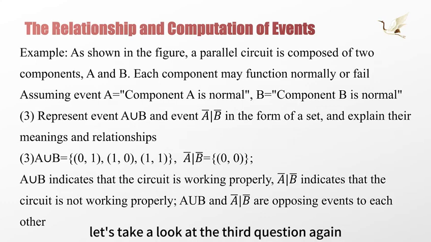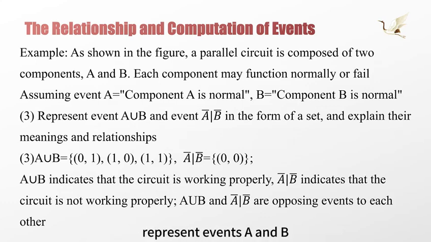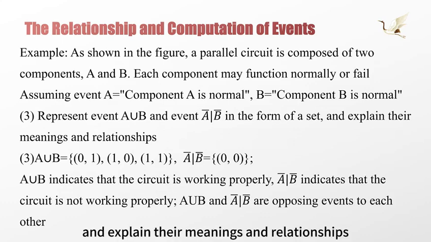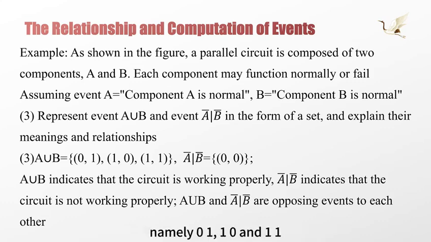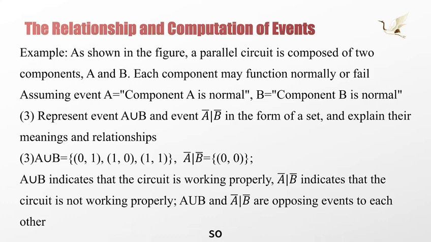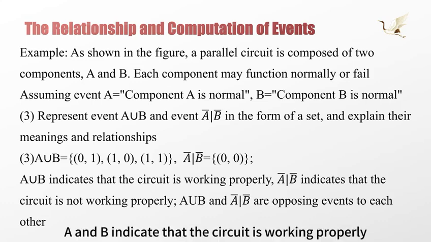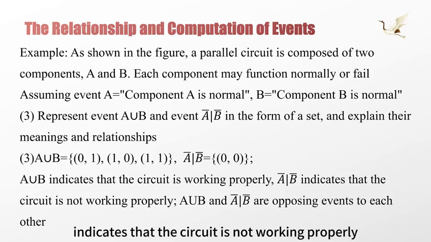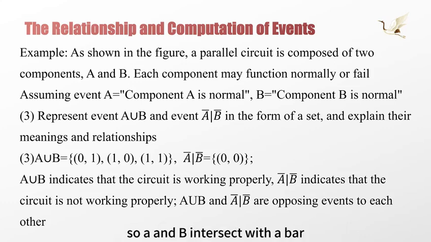Let's take a look at the third question. Represent events A union B and A bar intersect B bar in the form of sets and explain their meanings and relationships. So A union B is composed of 3 elements, namely (0,1), (1,0), and (1,1). A bar intersect B bar is composed of 1 element, which is (0,0). So A union B indicates that the circuit is working properly, and A bar intersect B bar indicates that the circuit is not working properly. So A union B and A bar intersect B bar are opposing events.